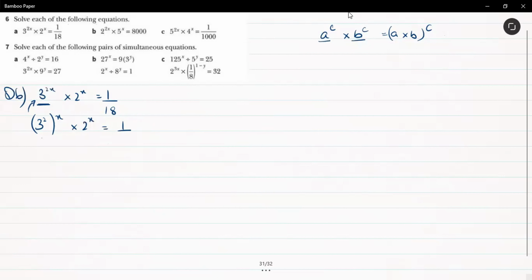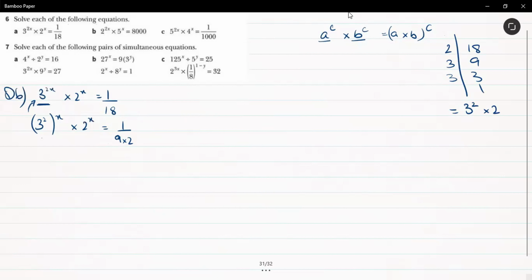Now the second thing is, what's 18 equal to? If we take out the prime factors of 18, we get 2 nines are 18, 3 threes are 9, 3 ones are 3. So this is essentially equal to 3 squared multiplied by 2. So we can say that 1 over 18 is 1 over 9 multiplied by 2.